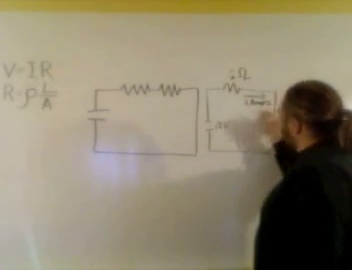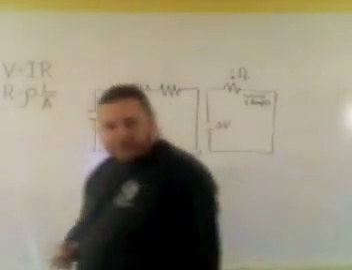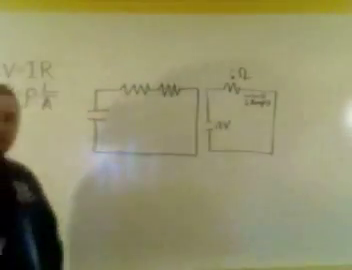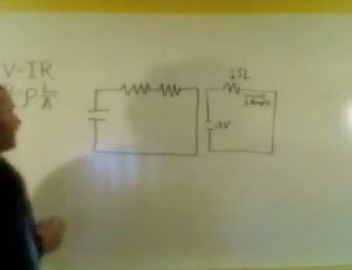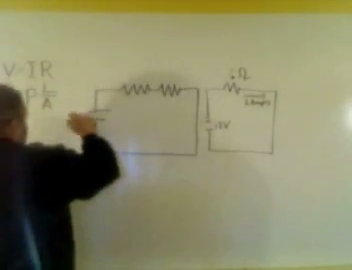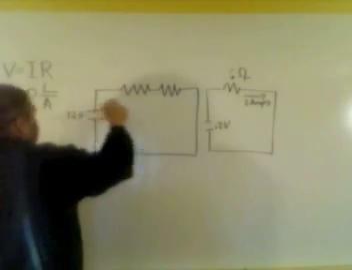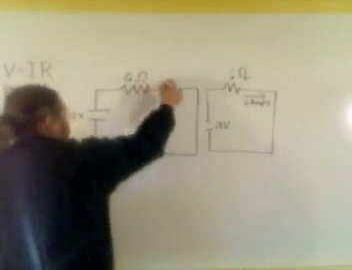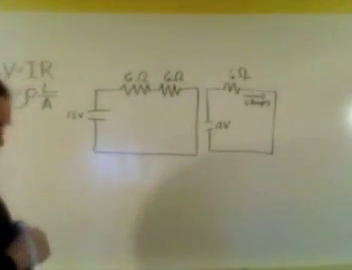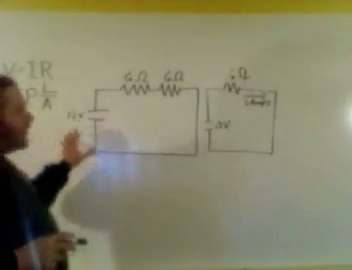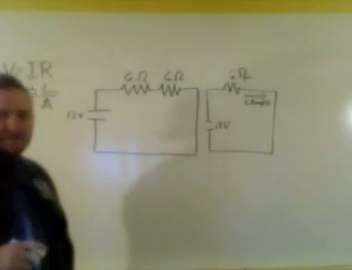Okay? What about this? What about that? What do I do here? Well, I got a problem. Let's say my numbers are exactly the same: 12 volts, 6 ohms, 6 ohms. So how much current is flowing through that circuit?